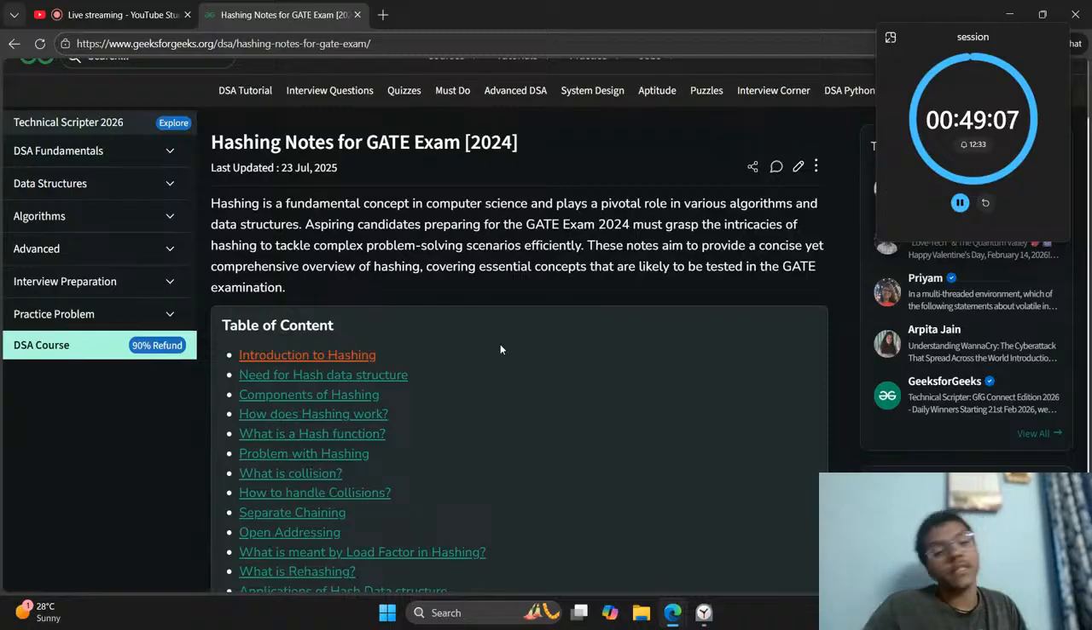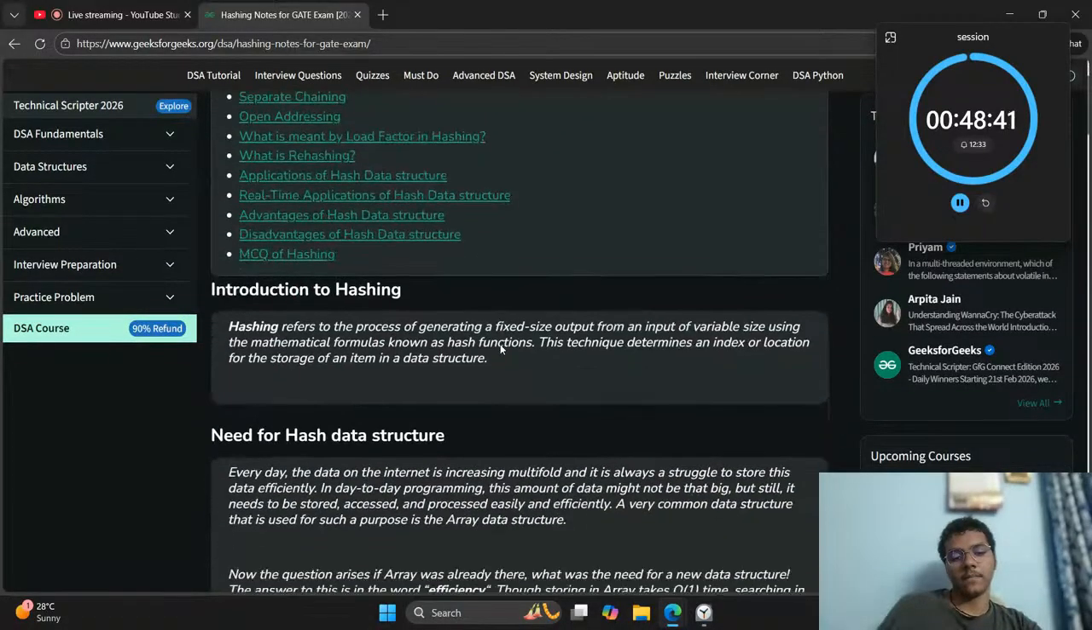Right, we will start. Hashing is a fundamental concept in computer science and plays a pivotal role in various algorithms and data structures. Aspiring candidates preparing for the GATE exam 2024 must grasp the intricacies of hashing to tackle complex problem solving scenarios efficiently. These notes aim to provide a concise yet comprehensive overview of hashing, covering essential concepts that are likely to be tested in the GATE examination.